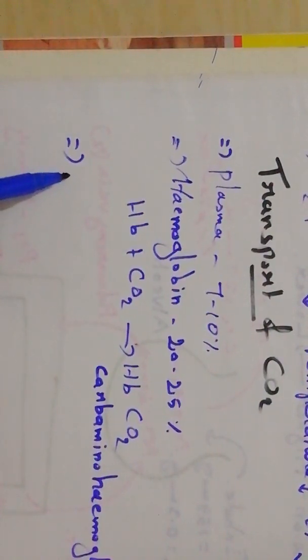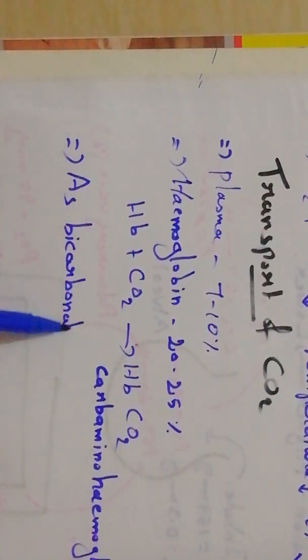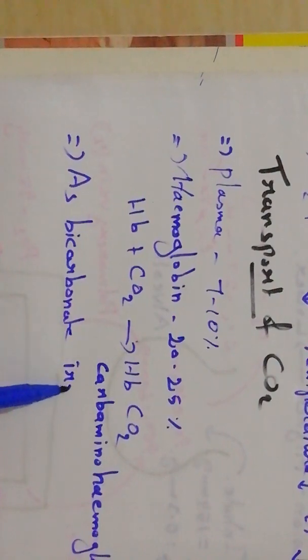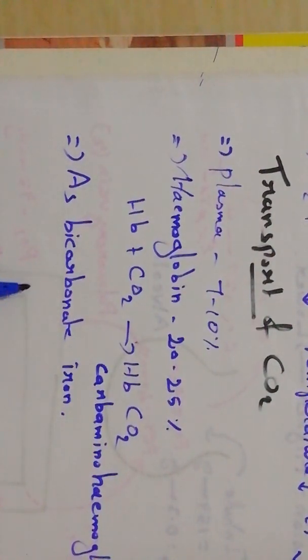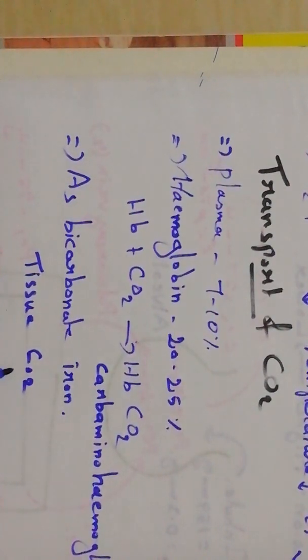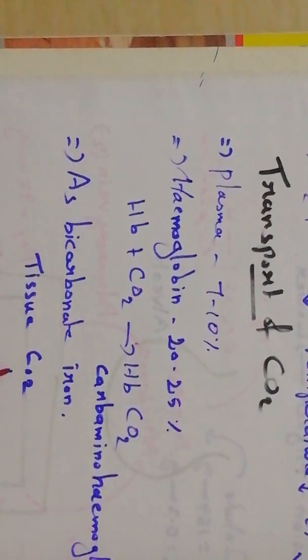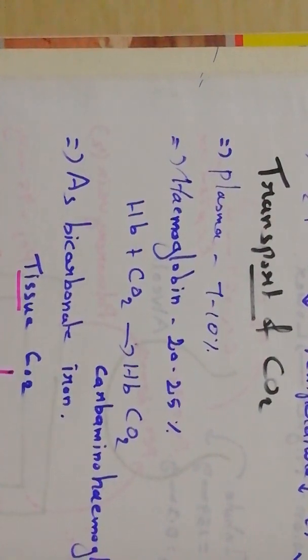as bicarbonate ions. As a bicarbonate ion. So this we could explain, listen. First of all, it is tissue. From tissue, carbon dioxide is transported first of all to the blood. Actually it is transported to the RBC. So carbon dioxide is transported from tissue to RBC.